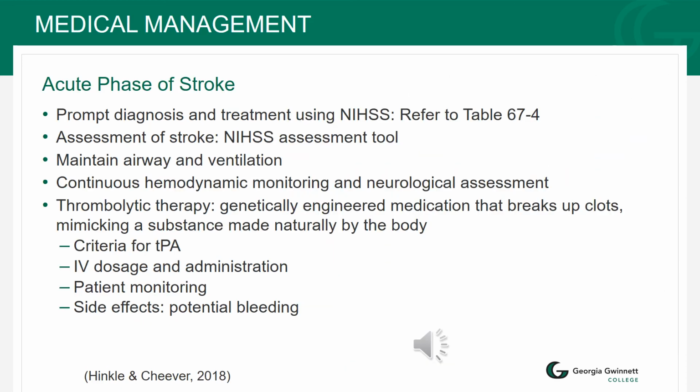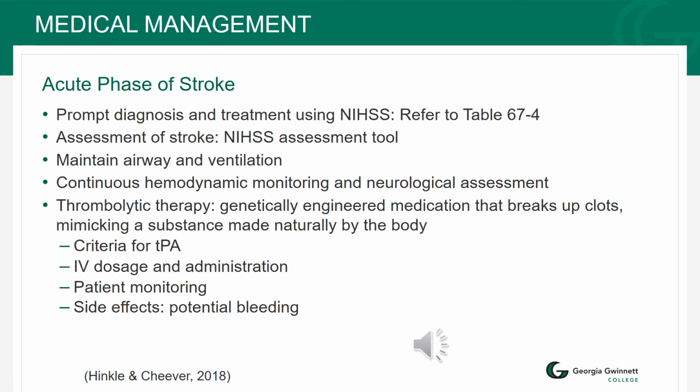So with the medical management of a client in the acute phase of having a stroke, the big important takeaway here is that the patient needs to have a very prompt diagnosis and subsequent prompt treatment. You will be using the NIHSS, which stands for National Institute of Health Stroke Scale. It is listed in your Hinkle and Cheever textbook on page 2016. It's table 67.4. You'll be using that tool to assess your patient.